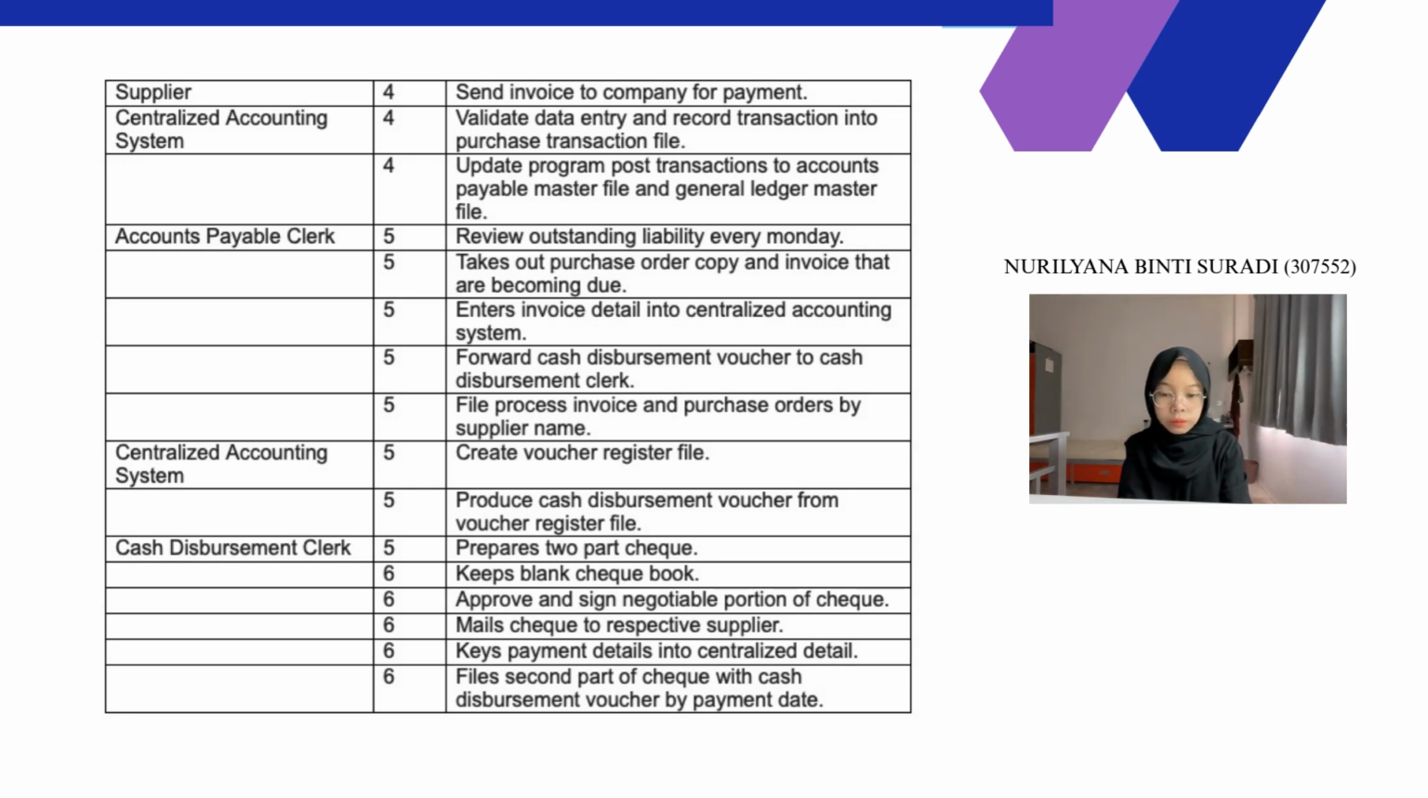And lastly, for the entity cash disbursement clerk in paragraphs 5 and 6, they prepare a two-part check, keep the blank checkbook, approve and sign the negotiable portion of the check, mail the check to the respective suppliers, keep payment details in the centralized system, and lastly file the second part of the check with the cash disbursement voucher by payment date.